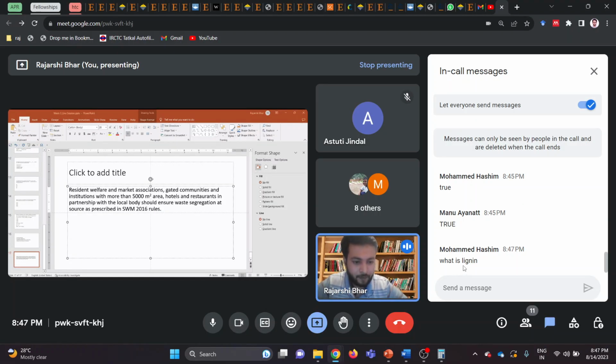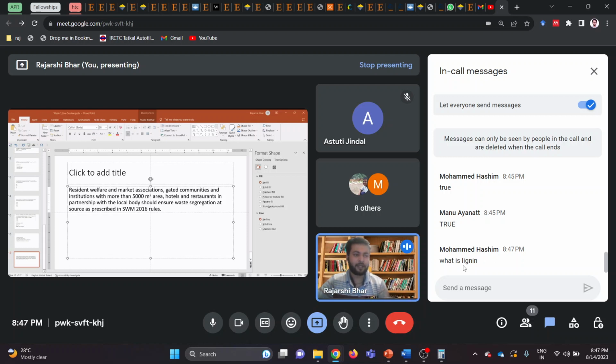Okay, what is lignin? If I'm talking about the biochemical composition of any waste, take the example of a tree. If I have a trunk or a leaf, it has three major components: lignin, cellulose, and hemicellulose.